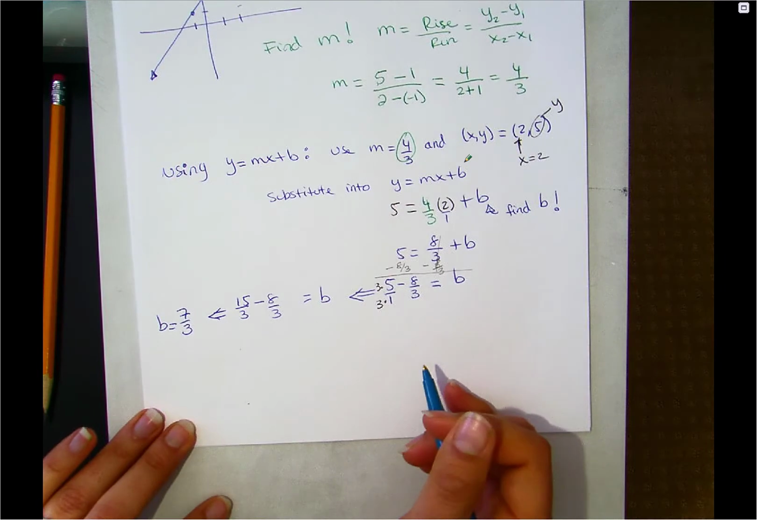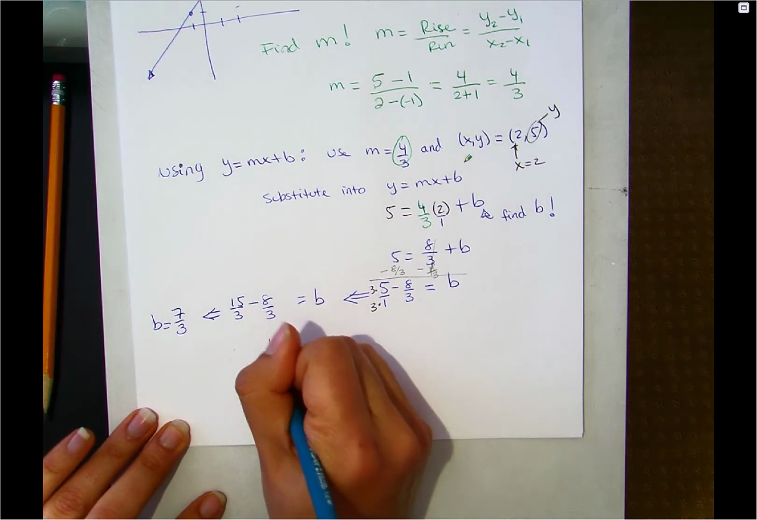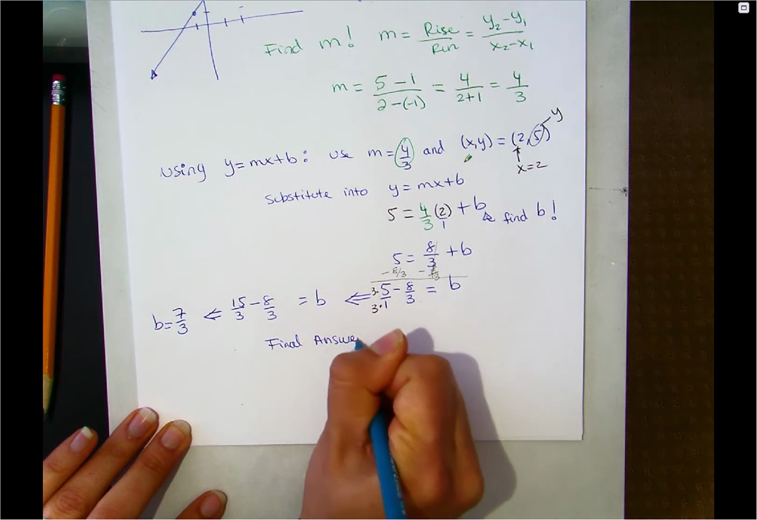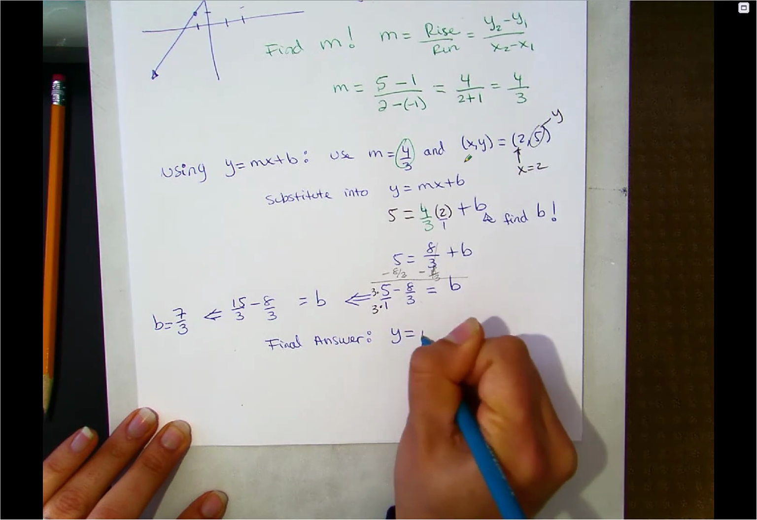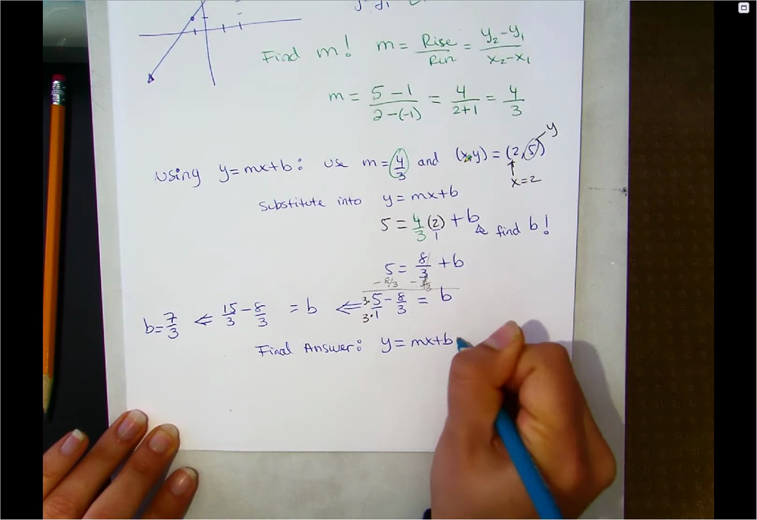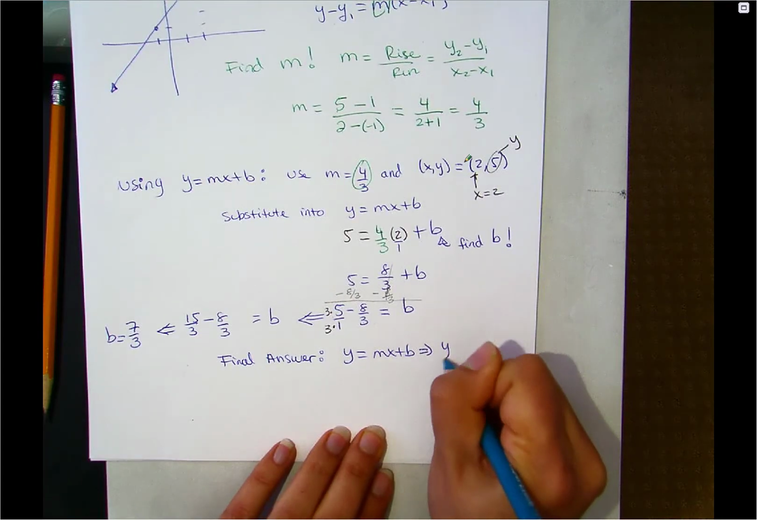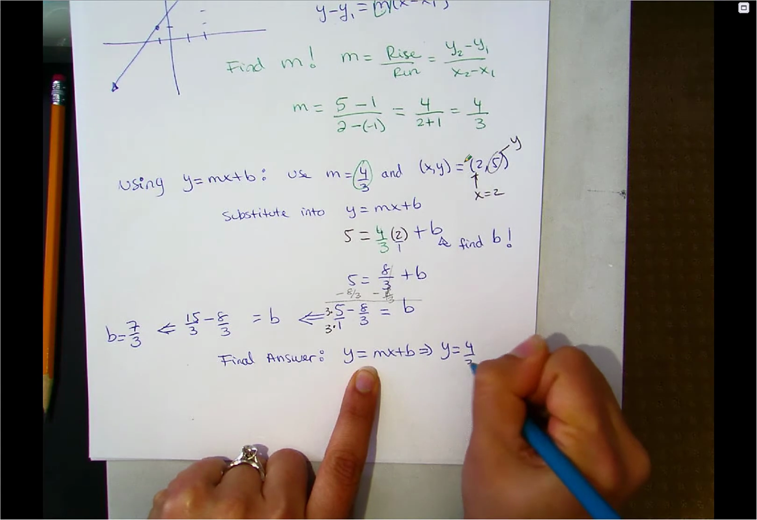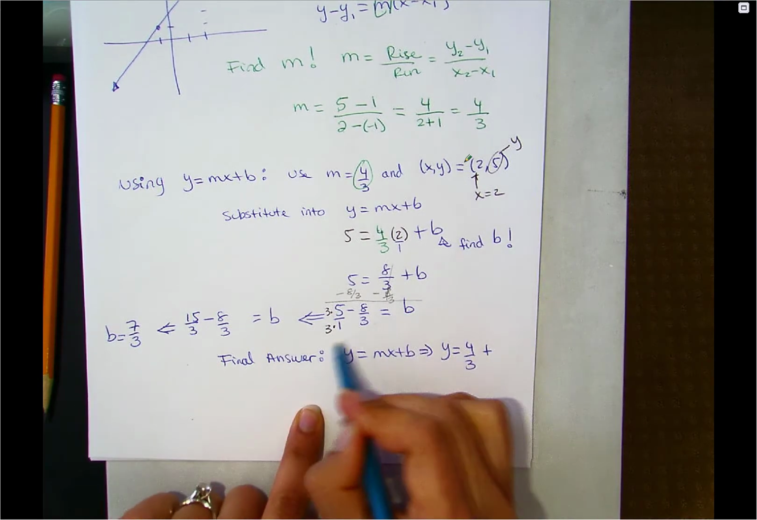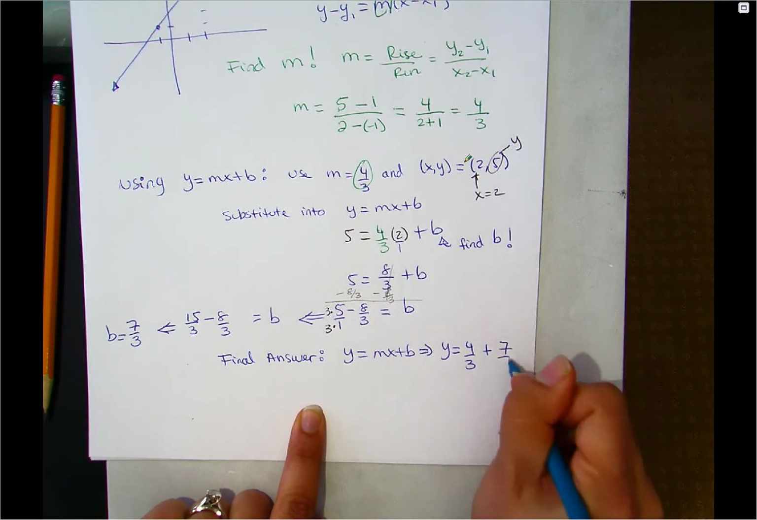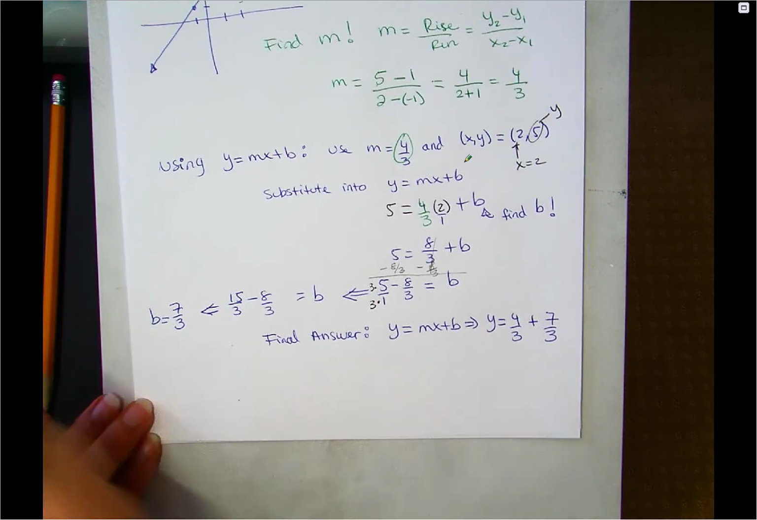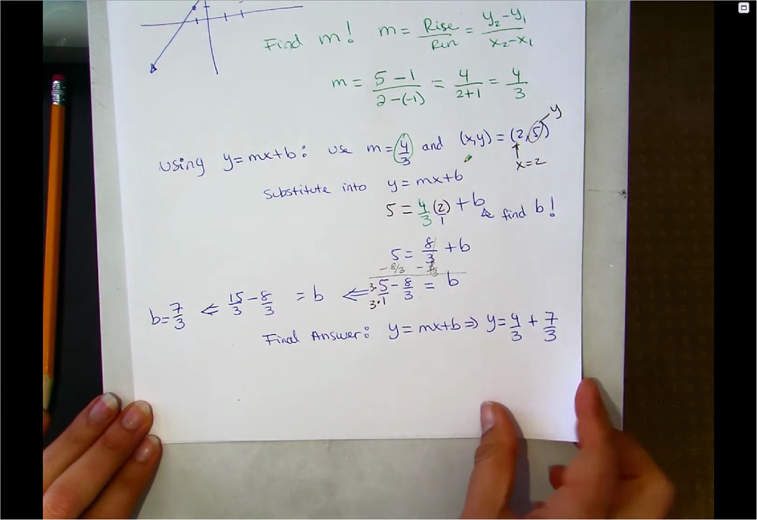So the equation of the line, my final answer, will be y equals mx plus b, which now I have what I need. y equals m, which we found above, 4/3 x, plus b, which I just found, is 7/3. And so that's one method.